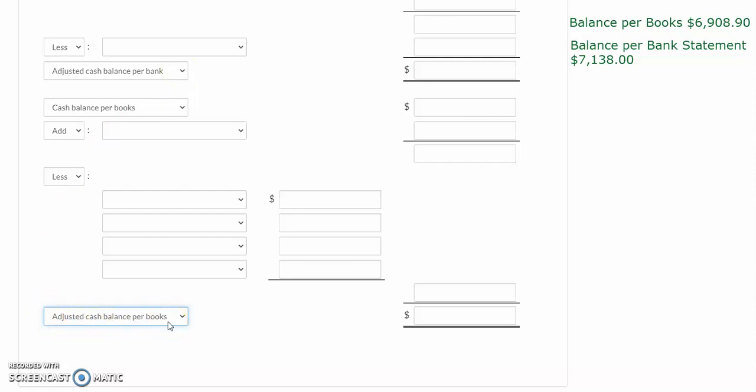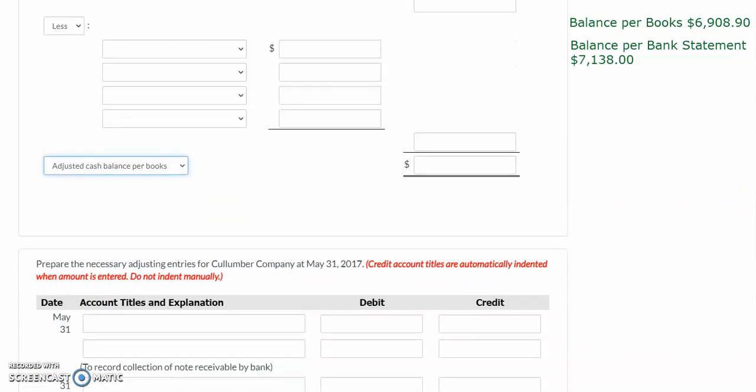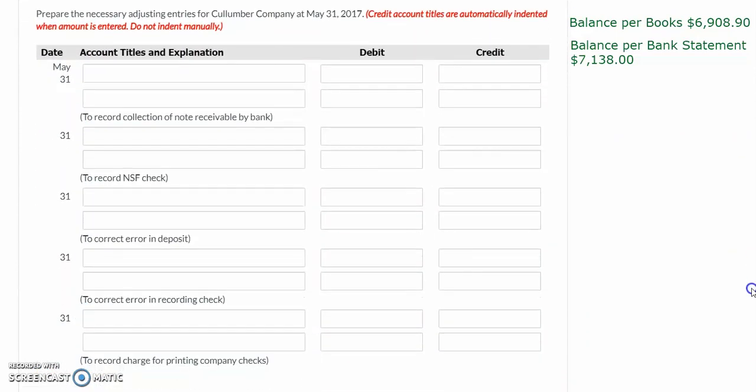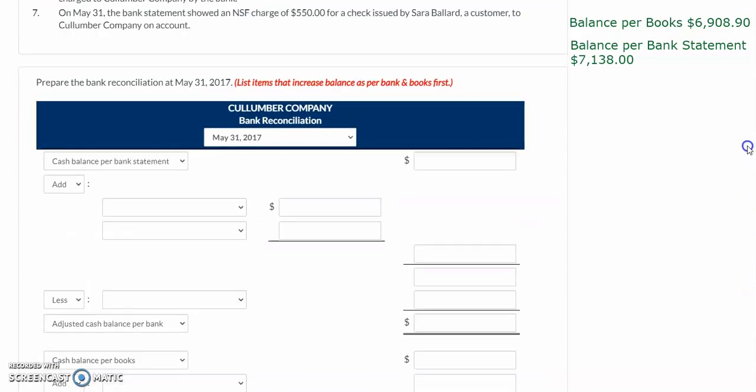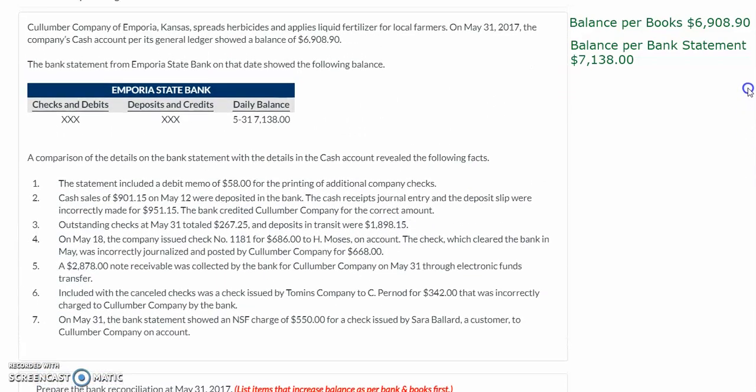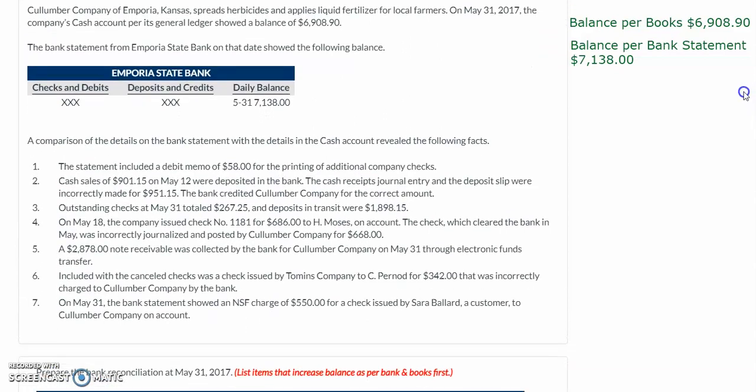So you have to continue with this bank reconciliation until these two numbers are equal to each other, and that would reflect the correct cash balance that needs to be on the balance sheet. With part 2 of our reconciliation, anything that affects the cash balance per books needs to have an adjusting journal entry. So as we go through this, you want to keep in mind that we need to be recording some adjusting journal entries for Cullenber Company. So we're going to go ahead and start with our information in our problem.